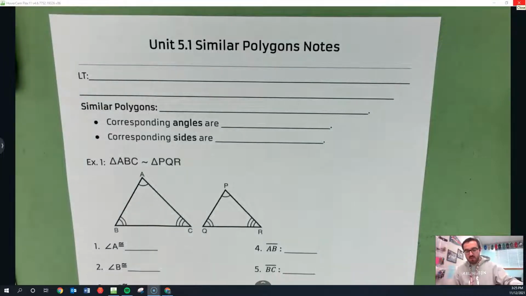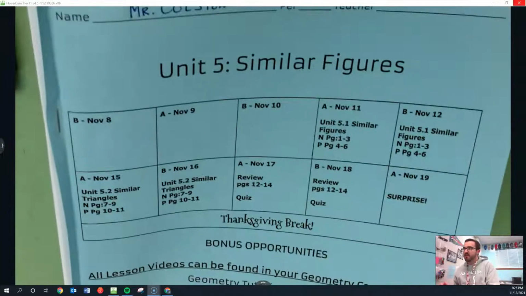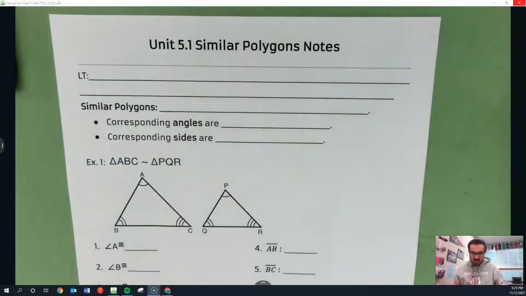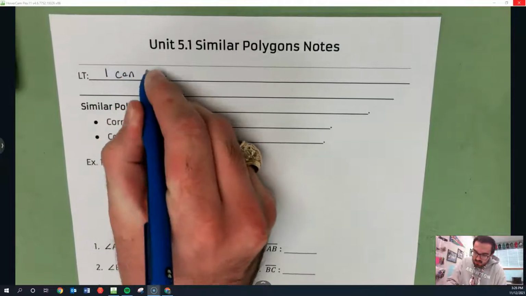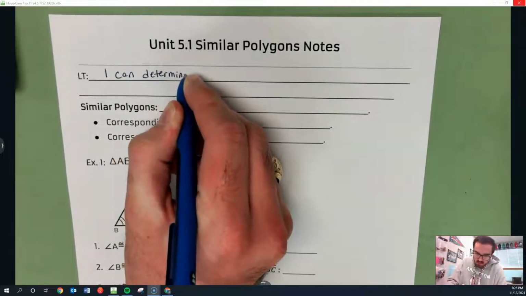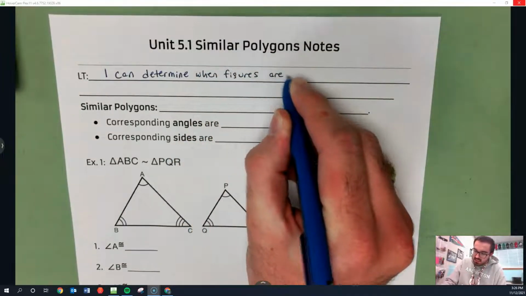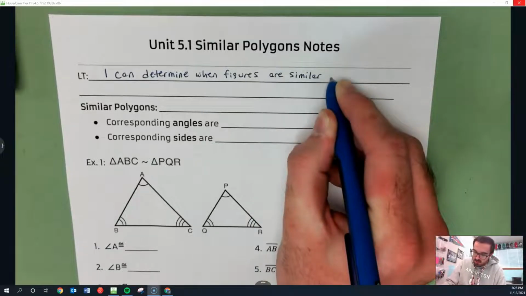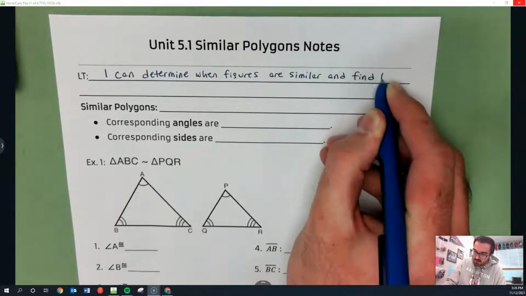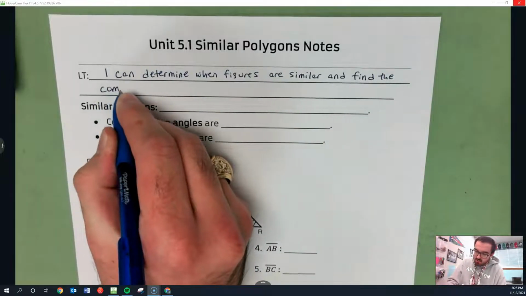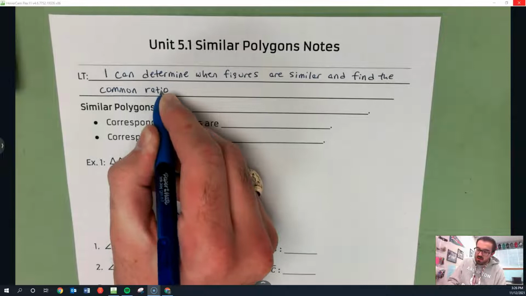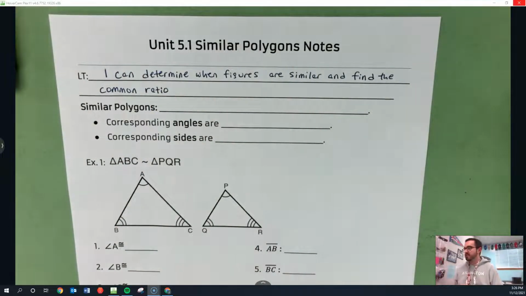This is the Unit 5.1 notes. It is in this packet right here. It starts on page 1. So our learning target today is I can determine when figures are similar and find the common ratio. So we are talking about similar polygons. Next unit we're going to talk about congruent polygons, but today we're only talking about similar polygons.